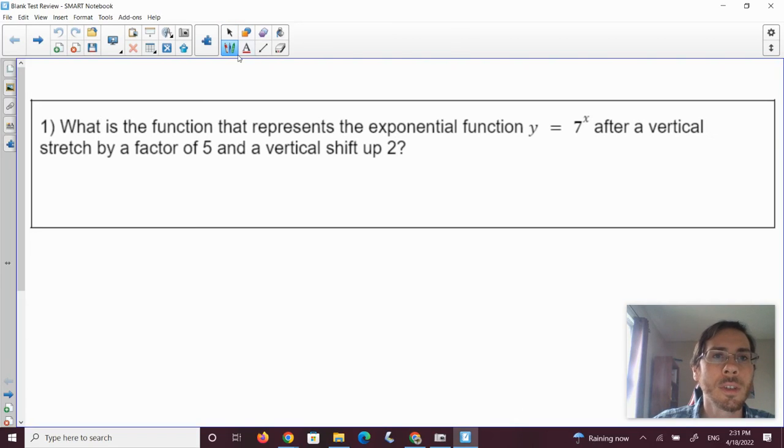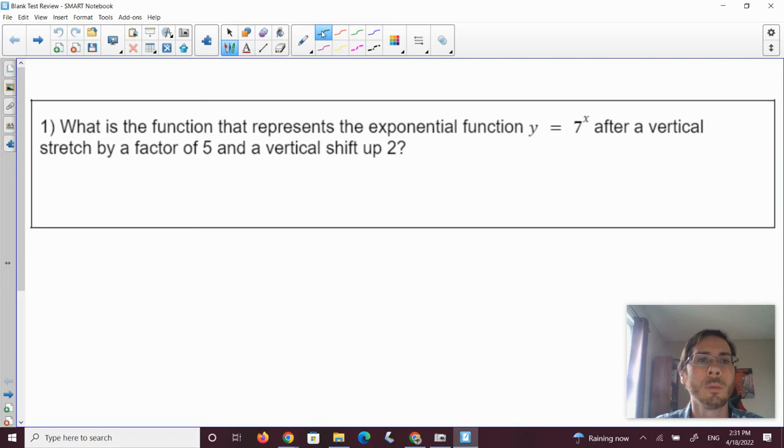All right, this is the Unit 6 test. So for number 1, what is the function that represents the exponential function y equals 7^x after a vertical stretch by a factor of 5 and a vertical shift up 2?